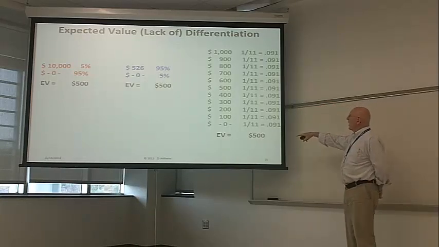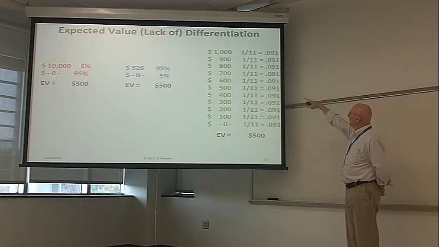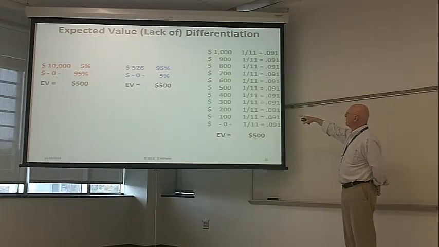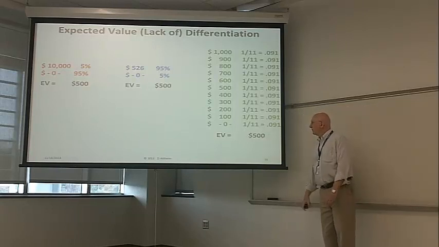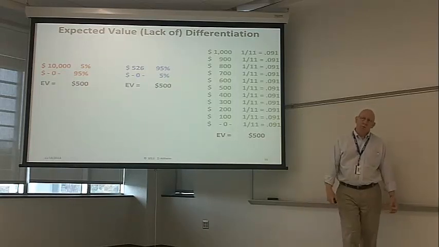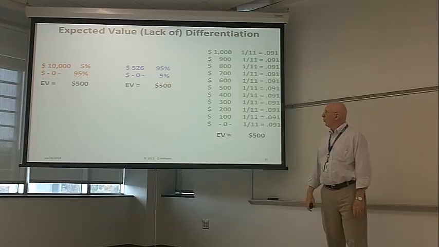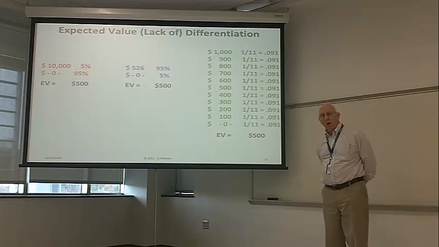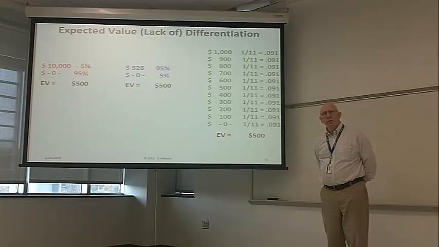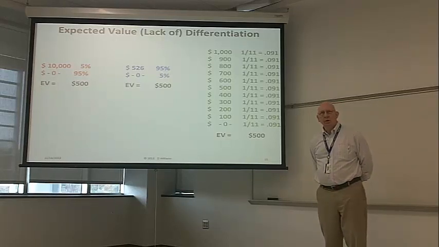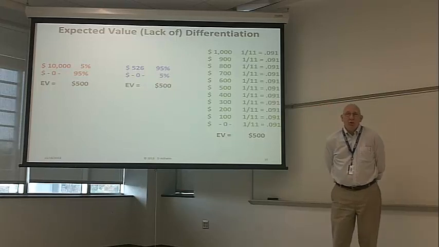And then the one on the right has 11 possible values, each with the same probability, and also expected value of $500. So, which one would you like to be offered? It depends quite a bit on your risk aversion or your risk tolerance or even risk enjoyment.